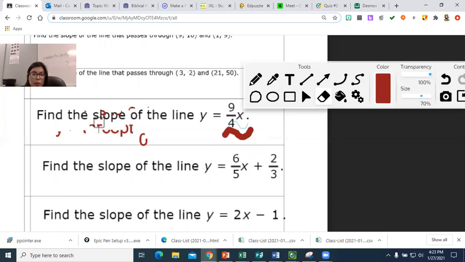And then I want you to do the next one. So for the next one, go ahead, squiggly underline. So what is the slope of the other problem? So the one with x.